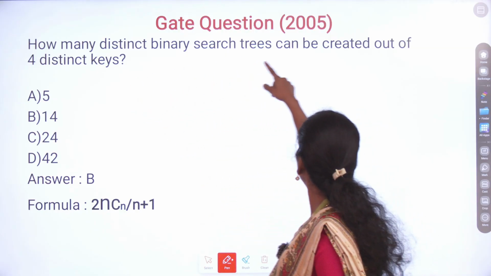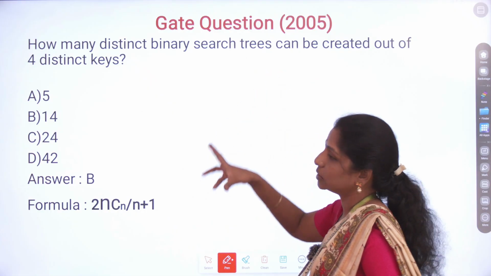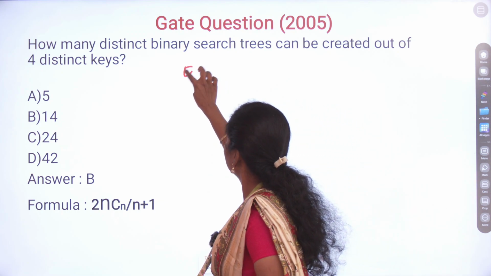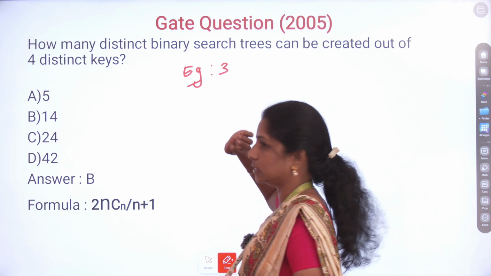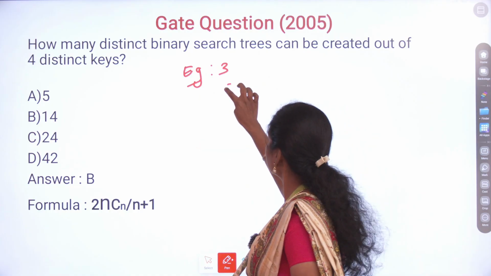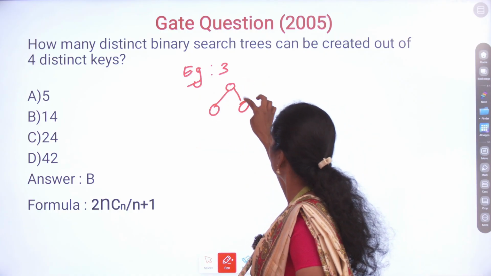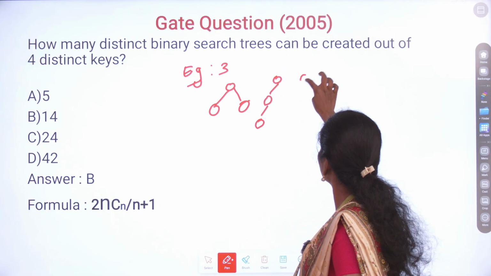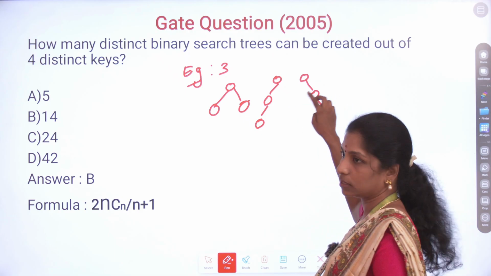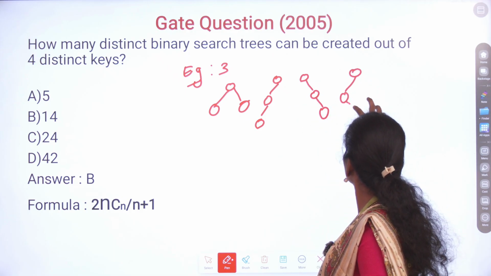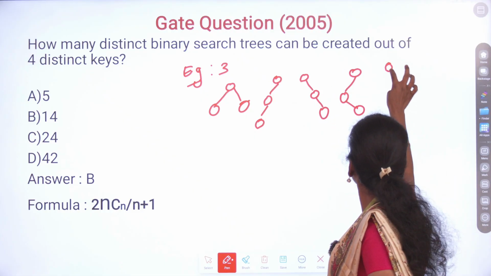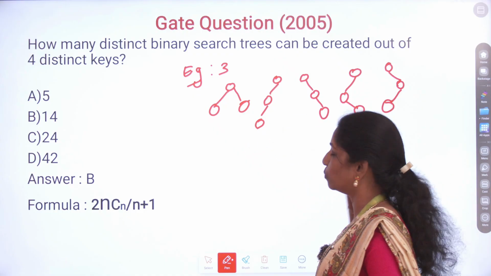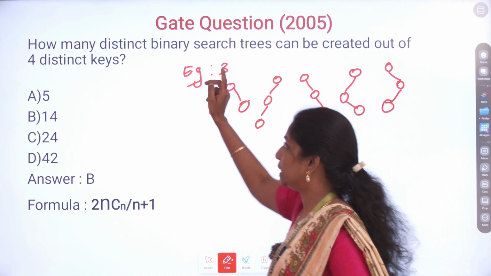So they were asking what are the possible tree structures with the help of 4 keys. Now we'll take an example using 3 keys, so it's 3 nodes. This is one way. This is the second way. This is the third way. This is the fourth way. And this is the fifth way. So these are all the 5 possibilities using 3 distinct keys.